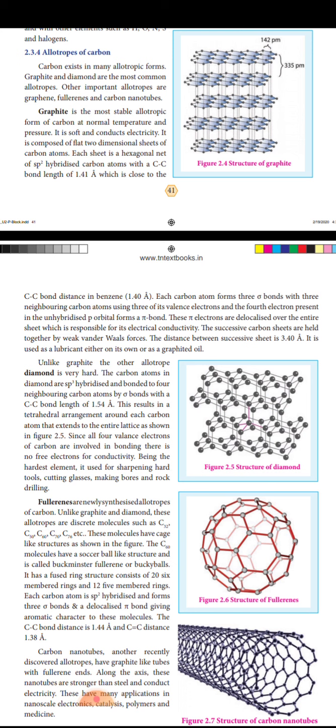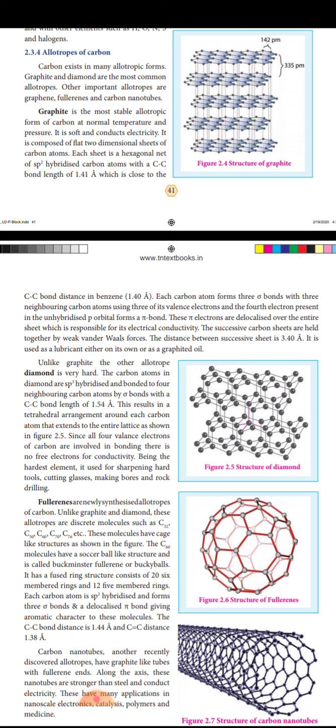Since all 4 valence electrons of carbon are involved in bonding, there are no free electrons for conductivity. Being the hardest element, it is used for sharpening hard tools, cutting glass, making bores, and rock drilling. Figure 2.4, structure of diamond. Each carbon atom is tetrahedrally surrounded by 4 other carbon atoms. The world's hardest material is diamond.